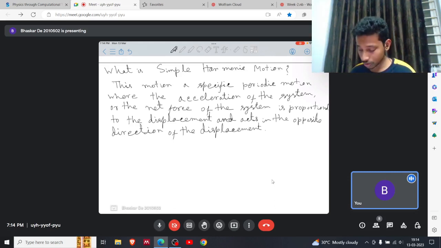So simple harmonic motion is a specific periodic motion where this motion is periodic, but also the acceleration of the system or the net force of the system is proportional to the displacement and acts in the opposite direction of the displacement. So basically, F is the net force which is proportional to negative x, or a is the acceleration which is proportional to negative x.